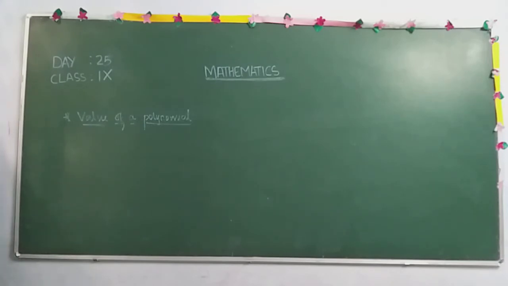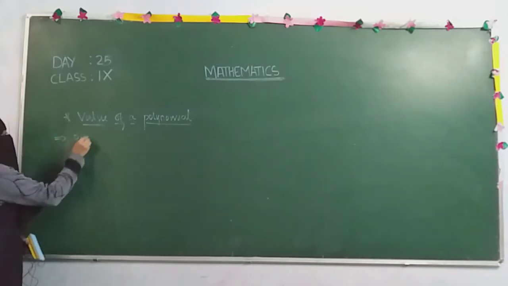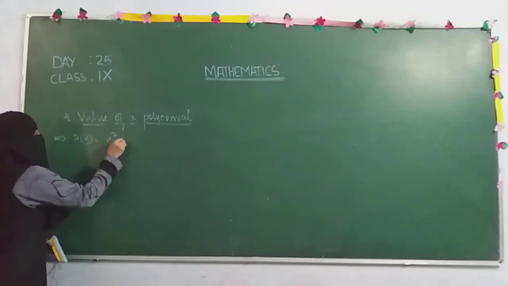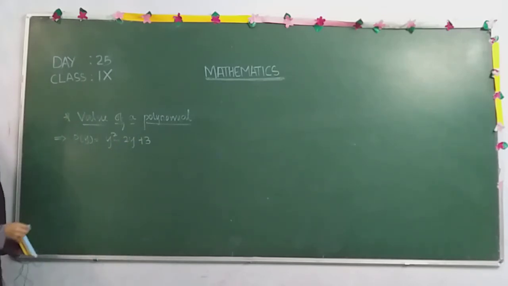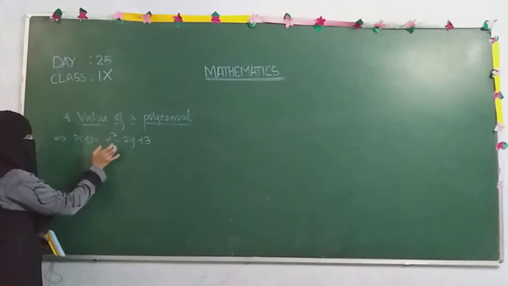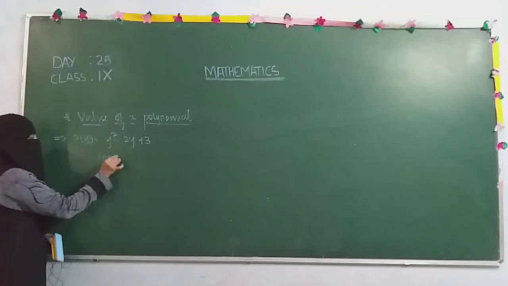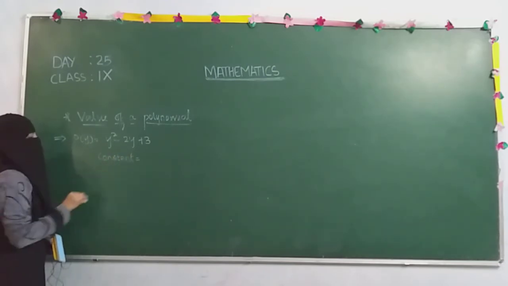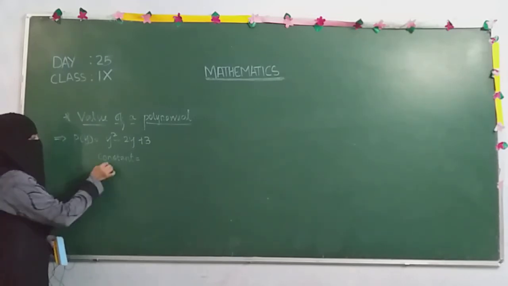So now we are going to study the value of a polynomial. Okay, for example, p of y equals to y square minus 2y plus 3. Okay, p of y equals to y square minus 2y plus 3. So you are observing here. First let me recapitulate the things. This is a polynomial, we know exactly. First we will write the constant here. I am recapitulating the previous knowledge of yours about polynomials. So what is the constant here?